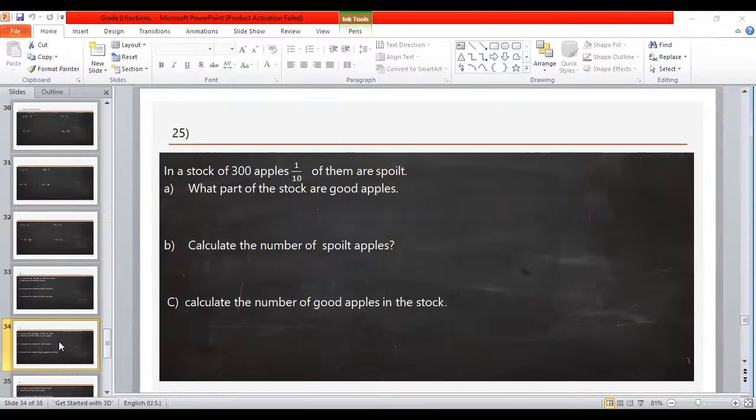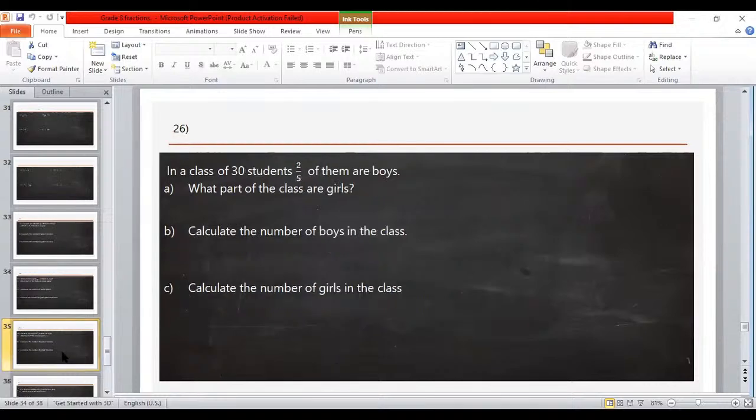Let's take our next question. In a class, 30 students, 2/5 of them are boys. What part of the class are girls? Same as the first word problem, right? From 1 subtract 2/5. Check this denominator. Split 5/5 minus 2/5. 3/5 are girls.